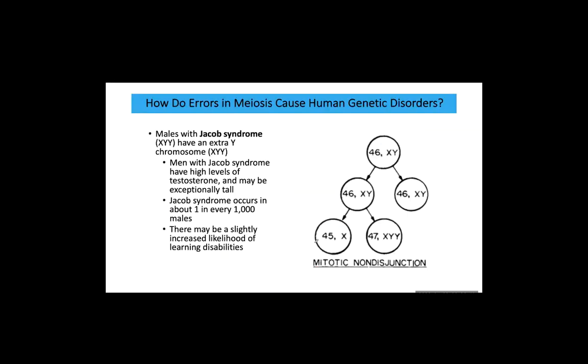Okay, I told you about mitotic non-disjunction, I explained that, and in this case, we call this Jacob syndrome. Jacob syndrome has an extra Y chromosome. Okay, men with Jacob syndrome have high levels of testosterone and may be exceptionally tall too. Okay. And also it does not really show any well-defined syndrome, except that they tend to be very tall. So, this non-disjunction can occur through mitosis.